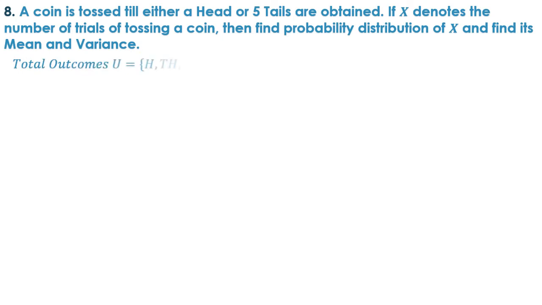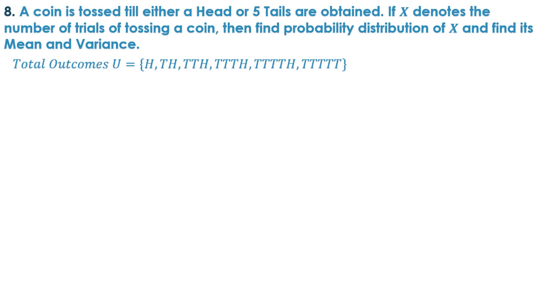Now I am going to write the total outcomes here. We are tossing a coin till we get a head or we get 5 tails. So let's assume if we get a head in the first trial, it's just H. If we don't get a head in the first trial, that means we get a tail, and in the second trial we will get a head, so it's TH. If not, we will get a head in the third trial, so it's TTH. Again, if not, we get TTTH, or TTTTH.